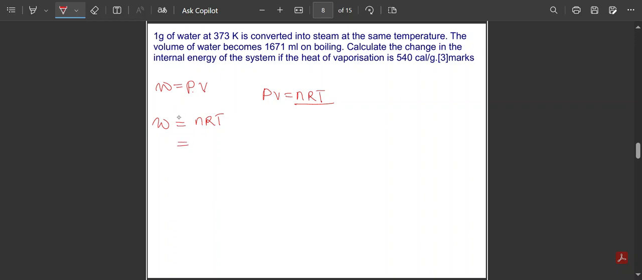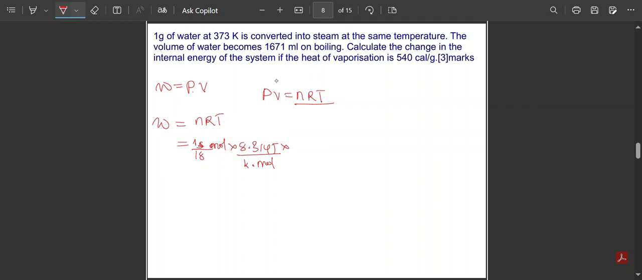nRT. Do we have the number of moles? Yes, we can calculate the number of moles by using this 1 gram, divided by the molar mass of water, which is 18 grams per mole. The grams will cancel, and we are calculating the number of moles. Then times the gas constant, which is 8.314 joules per Kelvin per mole.